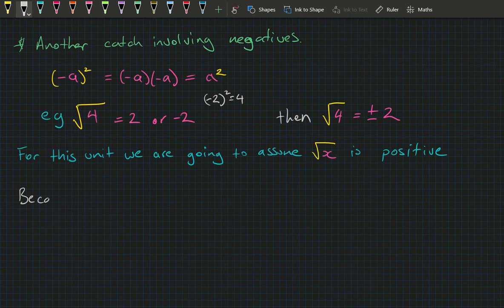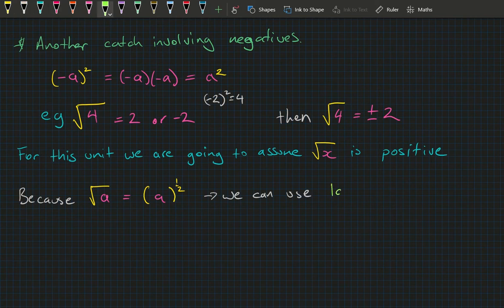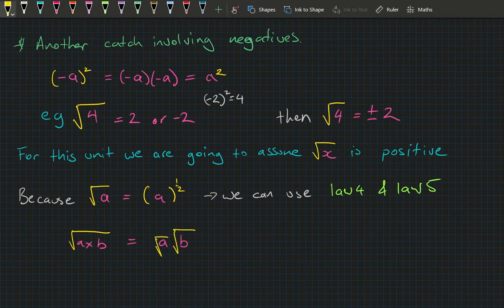Now, because the square root of a is actually equal to a raised to the power of a half, this means that we can use index laws 4 and 5. The square root of a times b is equal to the square root of a times the square root of b, because that's the same as saying a times b, all raised to the power of half, is equal to a raised to the power of a half times b to the power of a half.